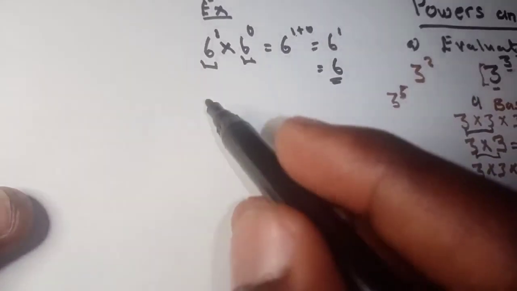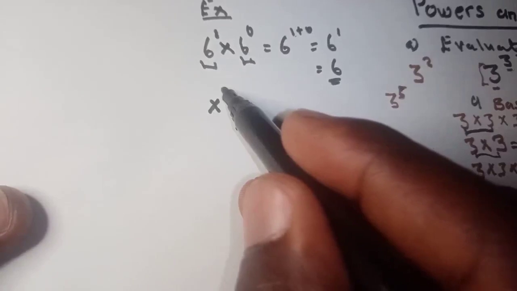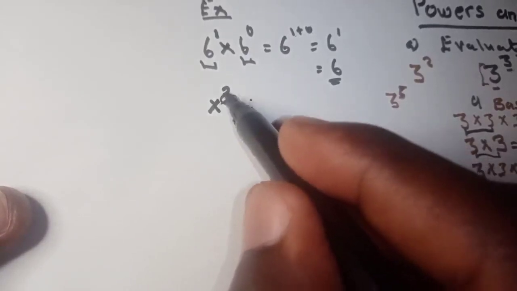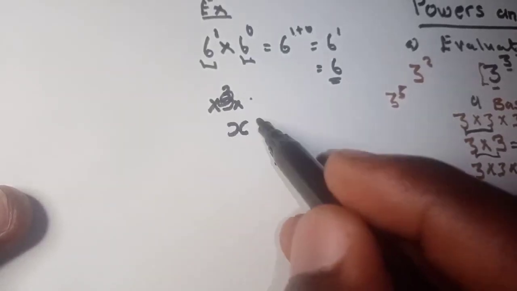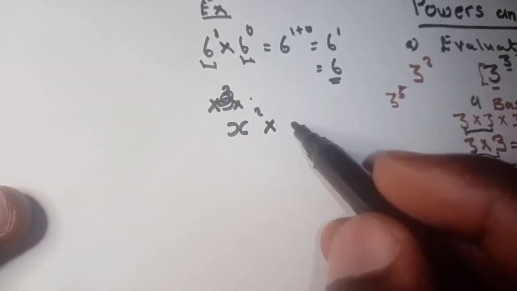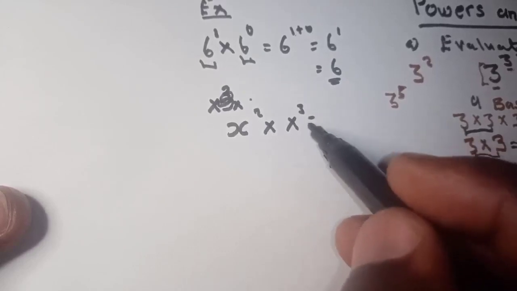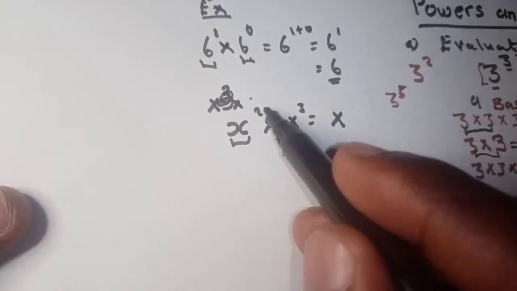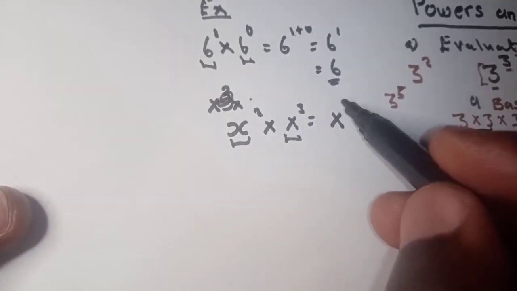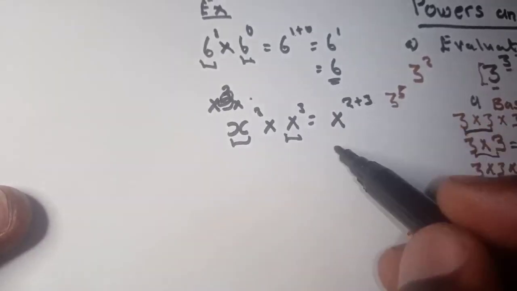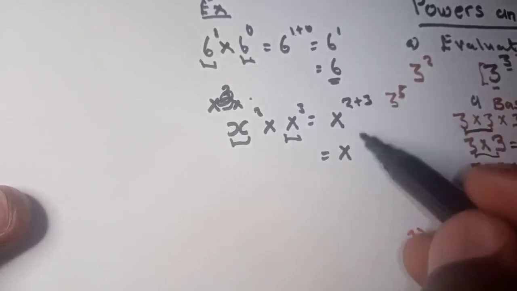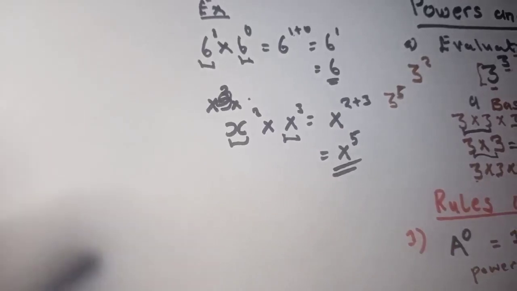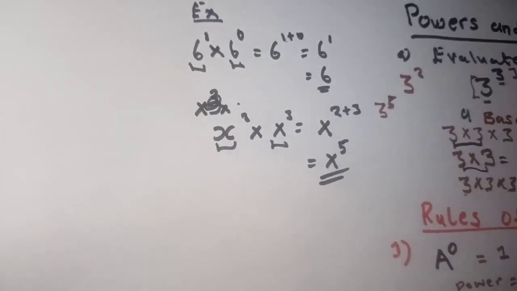Imagine you're given x raised to the power 2 multiplied by x raised to the power 3. The bases are the same, so this will give us x, add the powers, 2 plus 3. This will become x to the power 5, since 2 plus 3 is 5. You can't simplify this any further because we haven't been given the value for x.